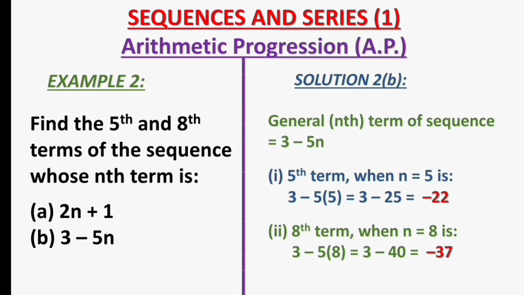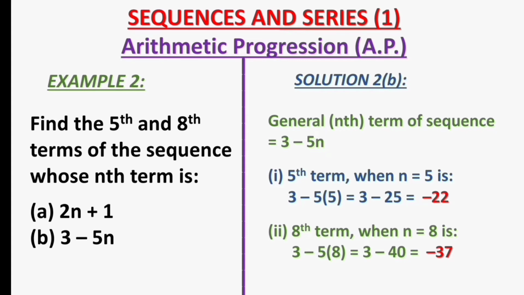In example 2b, the general or nth term of the sequence is 3 minus 5n. To find the 5th term, n is equal to 5. Substituting 5 for n into the general or nth term of the sequence 3 minus 5n, we have 3 minus 5 times 5, which is equal to 3 minus 25, which is equal to minus 22. Hence, the 5th term of the sequence is minus 22.